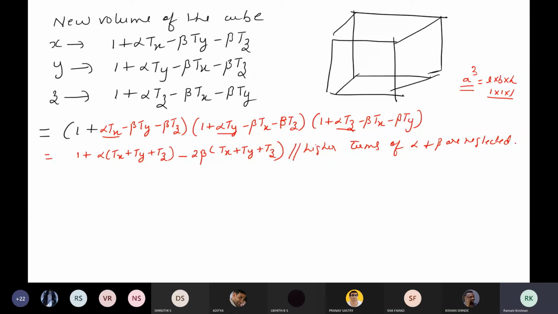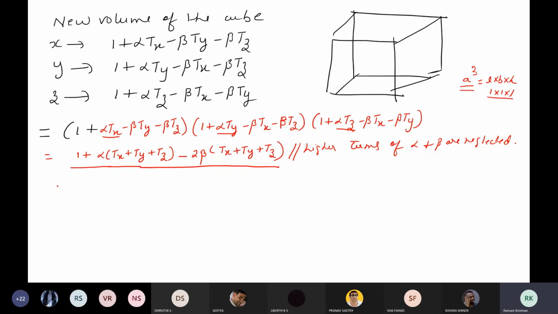Is it okay? You understood what we did? I have shown here length into breadth into height, the new length, new breadth, new height. I'm multiplying one after the other. Higher terms we will get, but higher terms have very low value, so we neglect them. So I get only this much: 1 plus alpha Tx, this one, minus 2 beta.